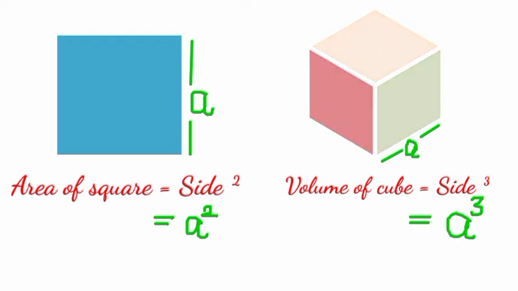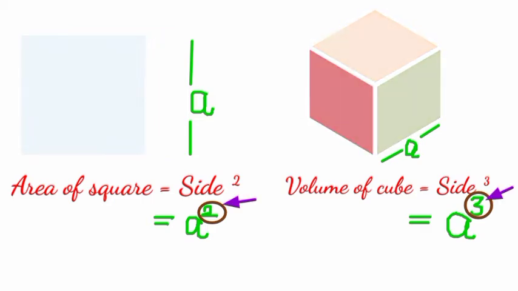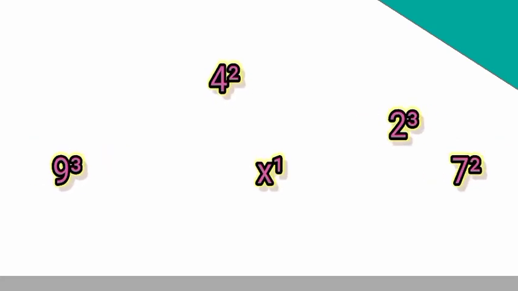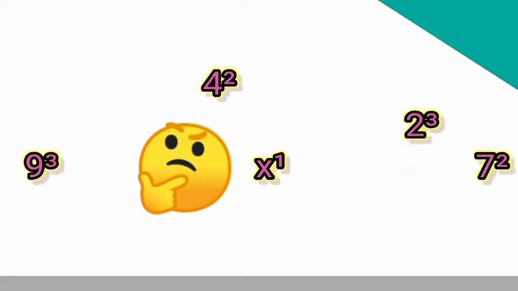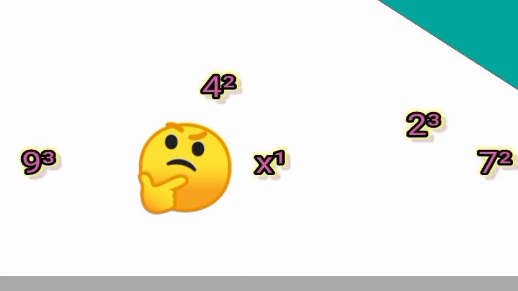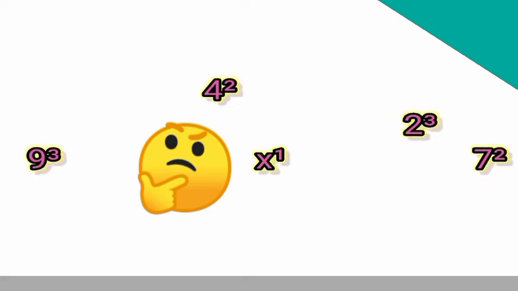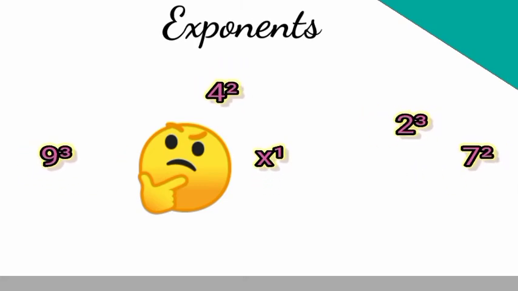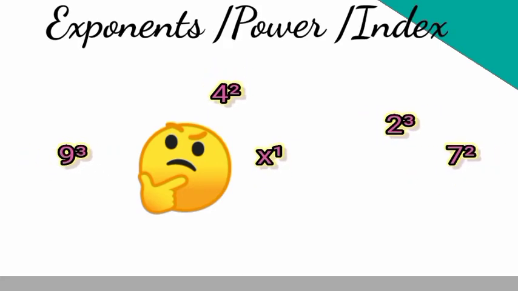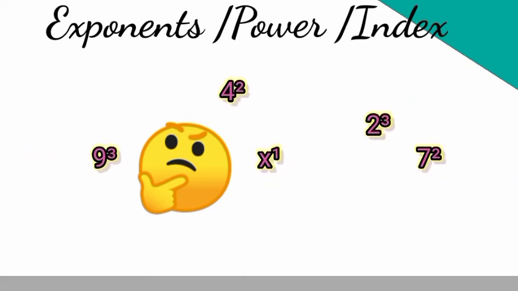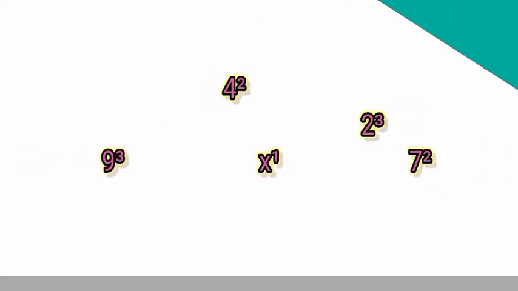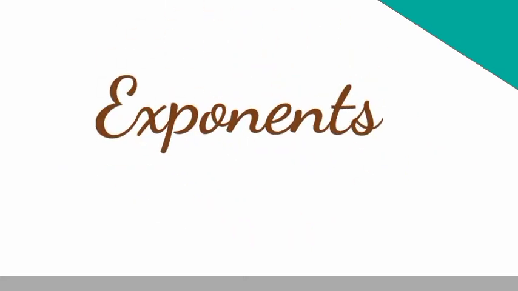If you see carefully, there is a number which is at the upper right corner of A. What does that mean? We often come across this kind of numbers, but have you ever thought what exactly they indicate? Well, these numbers are nothing but the exponents or index, or you can say power. So today in this class you are going to explore more about the exponents.